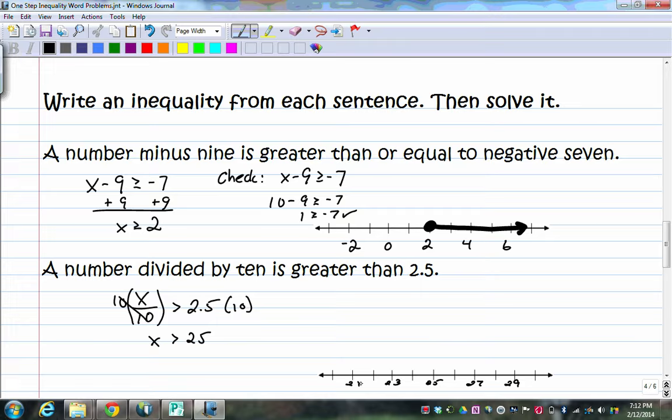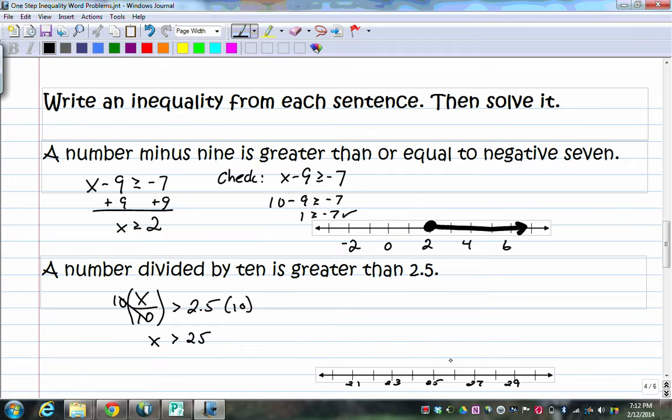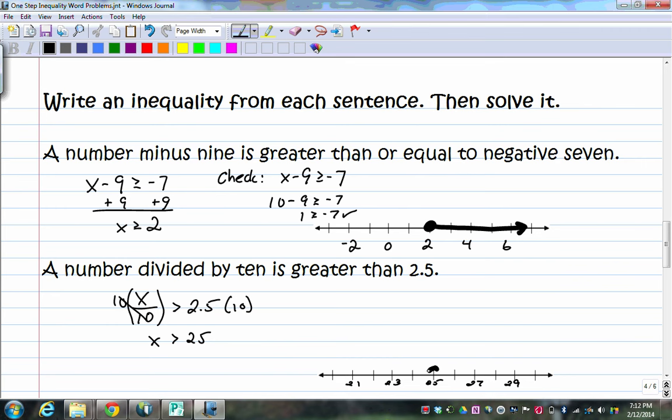23, 21. So it's greater than 25. That means it's going to be an open dot. I'm still thrown off by those little itty bitty numbers. Open dots, it's greater than, not greater than or equal to, and it's going to point to the right.